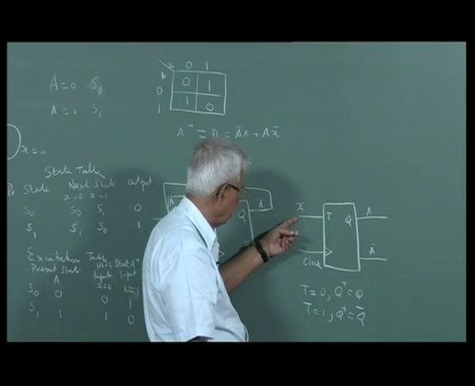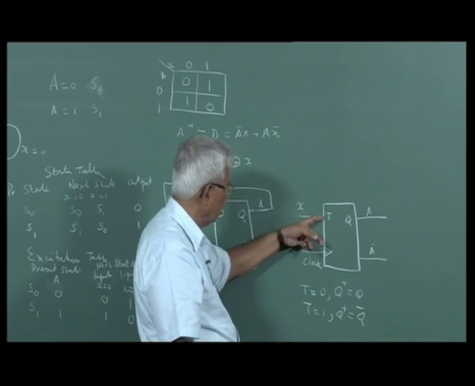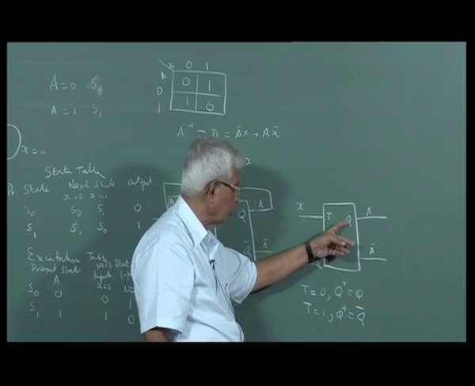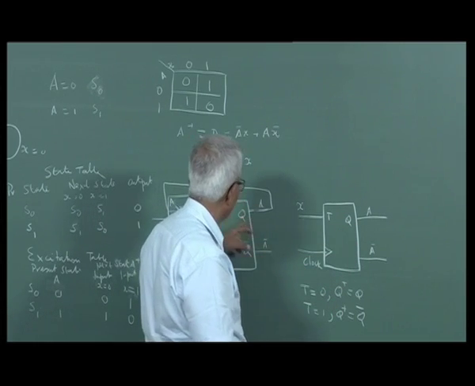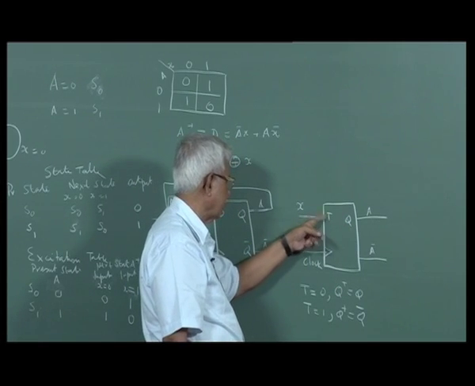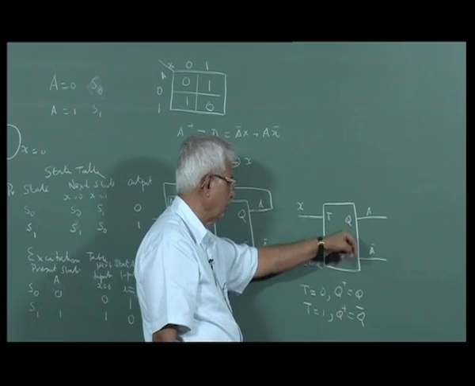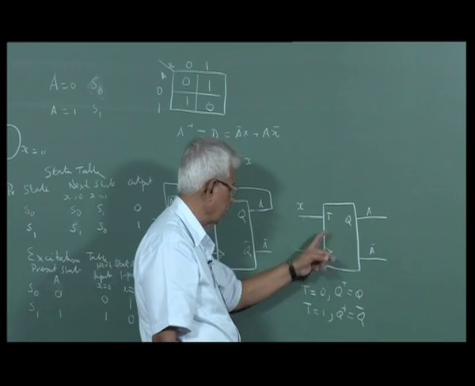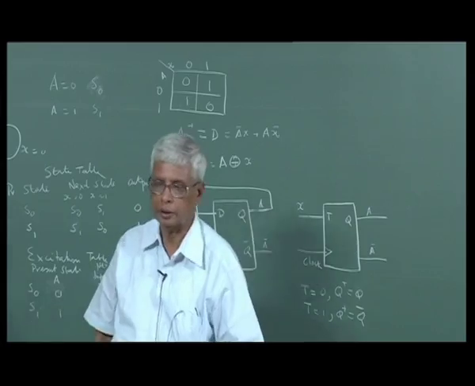When x is 0, this is T I put as x. When x is 0, T is 0, that means the flip flop cannot change even though you give a clock. The output will remain whatever it was. If A is 0, it will remain 0. If A is 1, it will remain 1. On the other hand, when you make x equal to 1, T is equal to 1, it takes you from 0 to 1 or 1 to 0. That means it flips. Q plus is the complement of the previous Q. That is what it is.